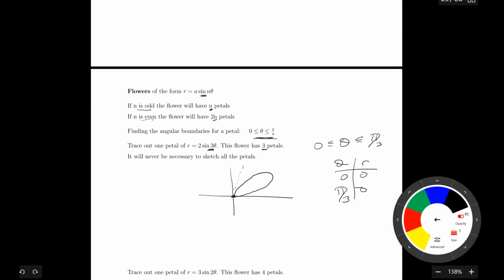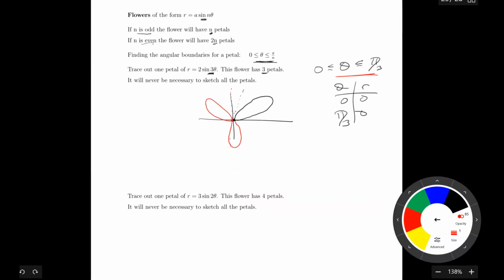So if I was to draw the other petals, where it would be symmetric with the y-axis, it would look like here and here, just to give you an idea. Not that I'm going to do that, but 0 to pi over 3 traces out one petal.